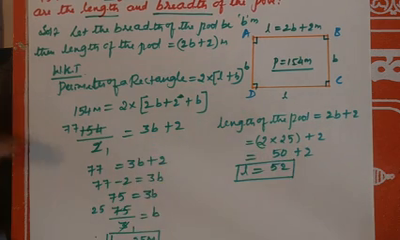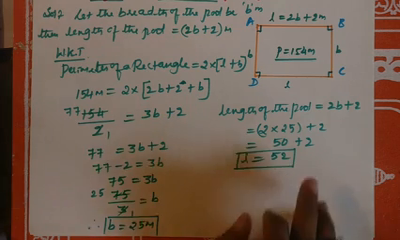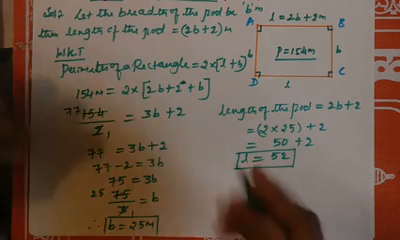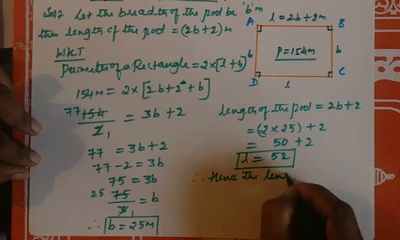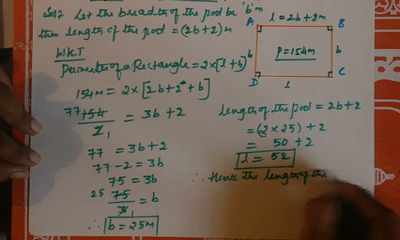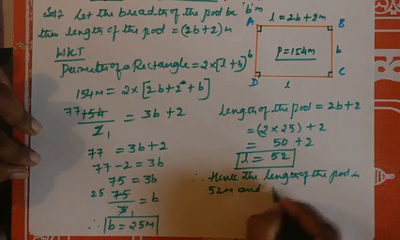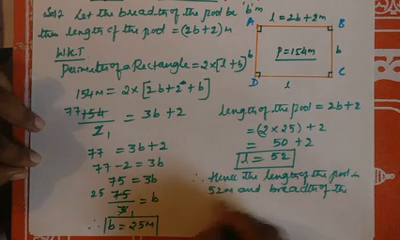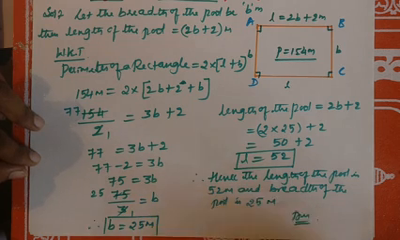See, breadth is equal to 25 meter and length is equal to 52. Hence, the length of the pool is 52 meter and the breadth of the pool is 25 meter, and this is the answer.